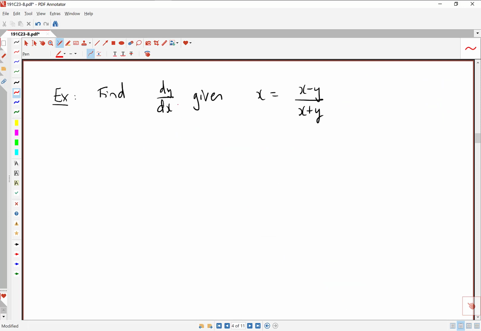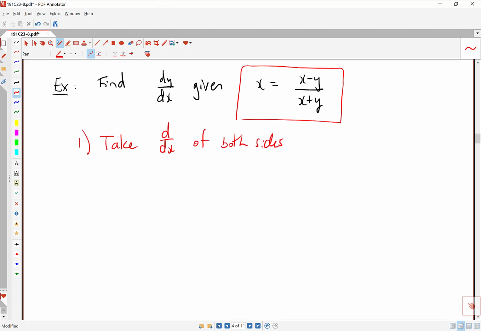So last problem for this video, we're going to find dy by dx given x equals x minus y over x plus y. So we would look at that equation and we would say, okay, that's an implicit function, or rather y is an implicit function of x because the x and y are all tangled up. So we know we're going to use this process of implicit differentiation. And the first step is to take derivatives, specifically take the derivative with respect to x of both sides. So on the left side, that'll be easy enough. On the right side, we're going to need the quotient rule.